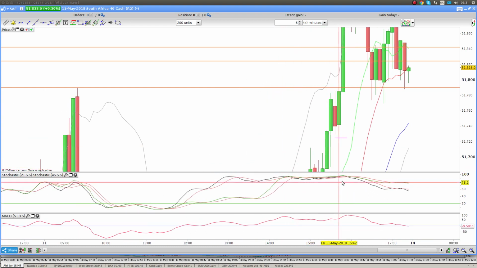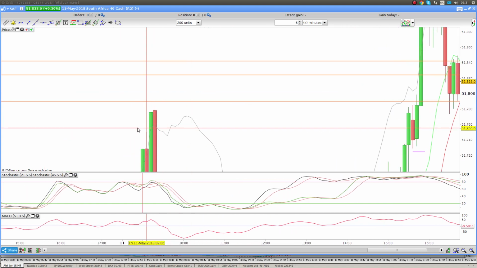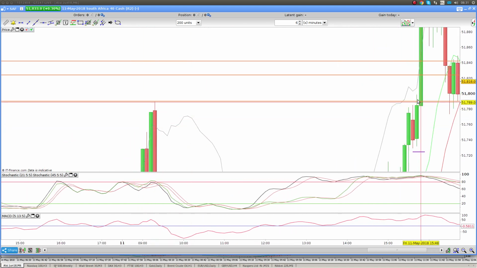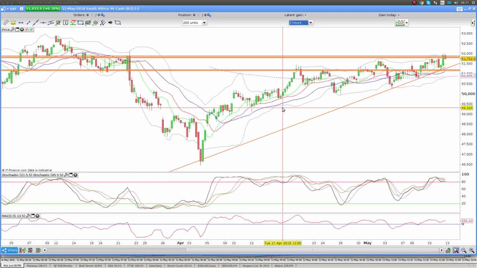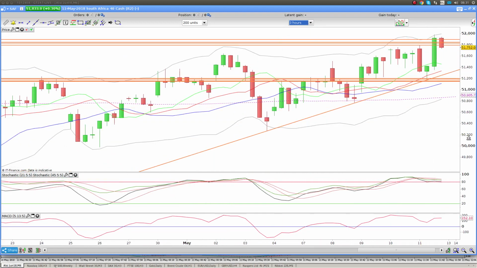Okay, now you've got some warnings here. You can see the stochastics are grouping, and we don't really have divergences, but the stochastics are grouping at the moment, and we are at a level. So we have 2 out of the required 3 for a trade. The other thing to bear in mind is this is the 3rd attempt at this level. Okay, so let's just go to the 3 hour and you'll see what I mean.